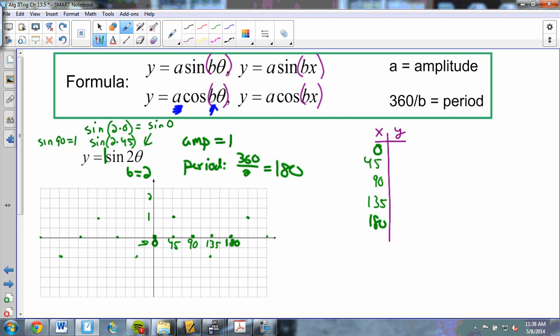And I can graph my curve. It's going to follow that line. And that's sine of 2 theta. I can show some more shortcuts though.